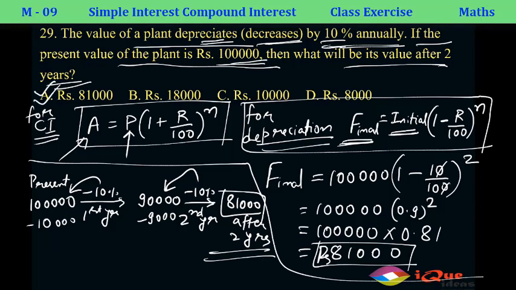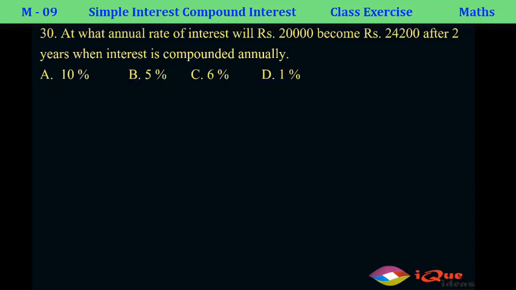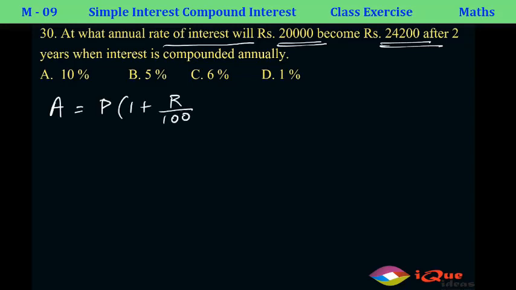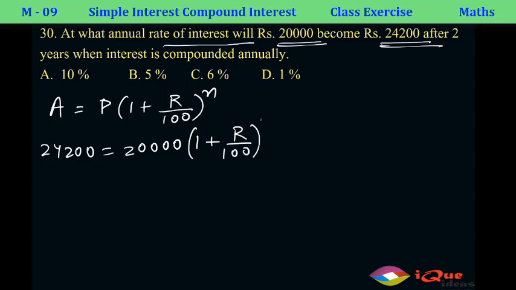Now let's go to the next question. This question says, at what annual rate of interest will 20,000 become 24,200? So this is a direct question of compound interest: amount equal to P into 1 plus R by 100 to the power n. Now the amount is given as 24,200. So 24,200 equals, P is given as 20,000, into 1 plus R, which we have to calculate, divided by 100 to the power n, which is 2.